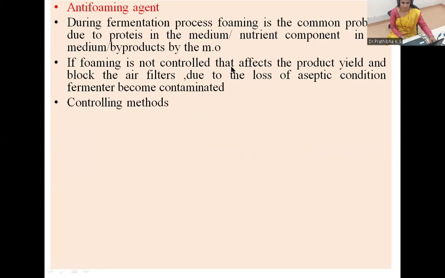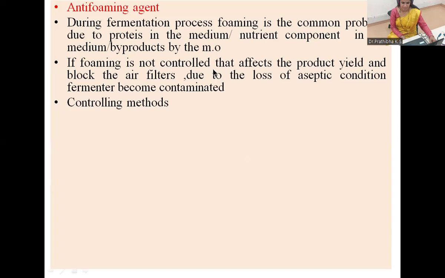If foaming is not controlled, that affects the product yield and also blocks the air filters, and due to the loss of aseptic condition, the fermenter becomes contaminated. For all these reasons, we need to use anti-foaming agents. Once the foam occurs, immediately anti-foam must be added to the fermenter vessel. All these are automated. If foam is not controlled, what happens here?